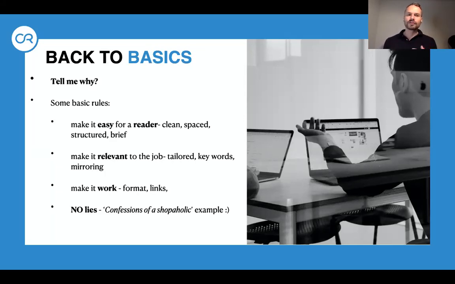So some basic rules that you always need to remember is to make it easy for a reader. I think that's, for me, the golden rule of writing a CV, and the most important one. Remember that it will be read by somebody. You need to make it easy for the reader. It needs to be clean, spaced, structured, and brief. And I will show you in a moment the example.